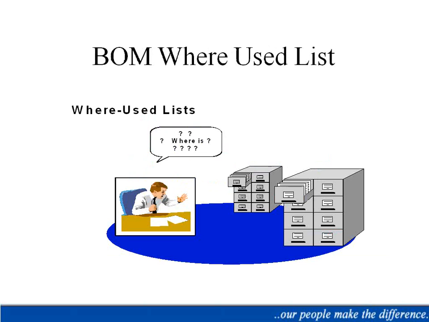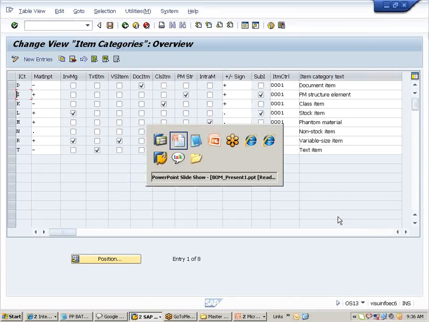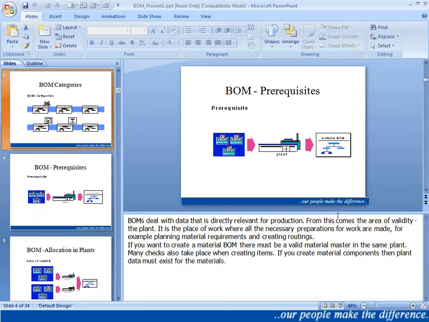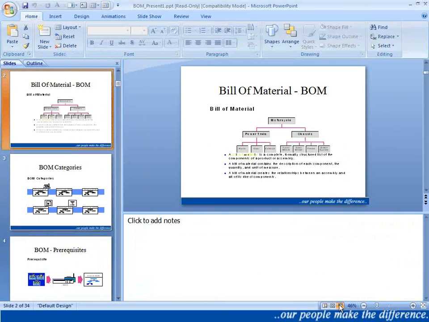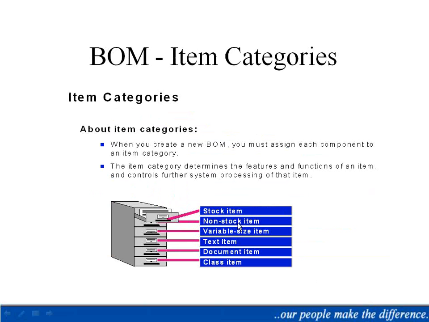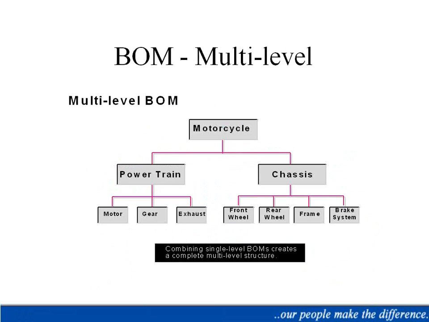BOM explosion. Yeah, that's right. BOM explosion is basically level by level, multi-level, and summarized. The level by level BOM explosion means, basically, if I need this particular material at level 1, at level 2, at level 3. Levels are nothing but, this is the header material, always level 0.